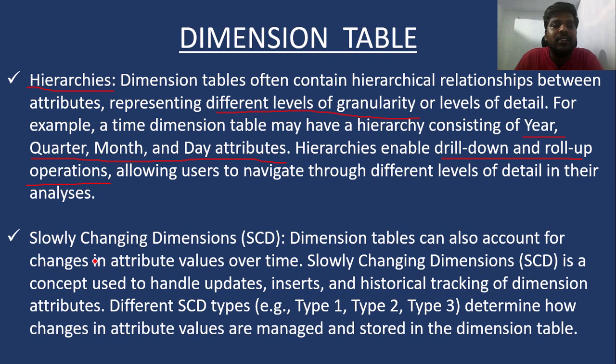Slowly changing dimensions. These dimension tables account for changes in attribute values over time, and are used to handle updates, inserts, and historical tracking of the dimension. There are different types of SCD, which is slowly changing dimensions. There are three types, and they determine how changes in attributes are managed and stored in the dimension tables.